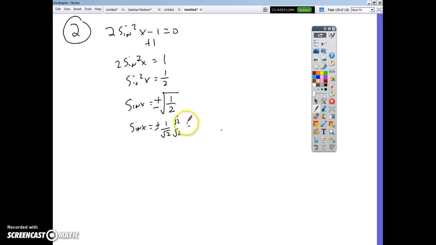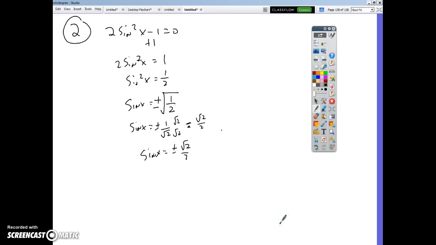Why did you change it to 1 over? Because the square root of 1. What's the square root of 1? Oh. What's the square root of 2? I don't know. That gives me root 2 over 2. So this becomes sine x is equal to plus or minus root 2 over 2. I'm pausing there. Make sure he's with us.